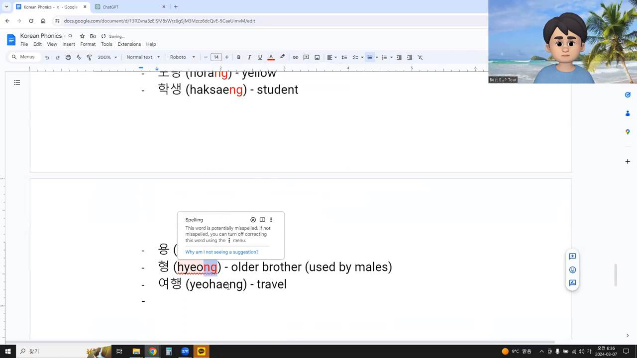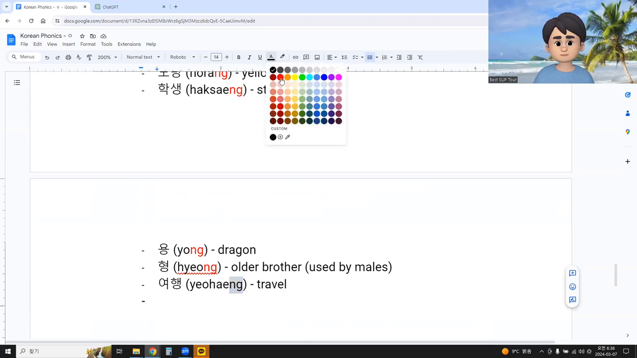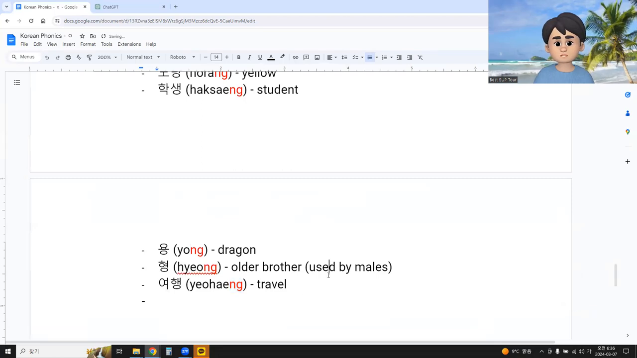So these are your hang, yurik. So the first letter in Korean phonics is ieung. Ieung is very important. The sound is like, that's ieung, u, ung. Ieung, u, ung. Okay.